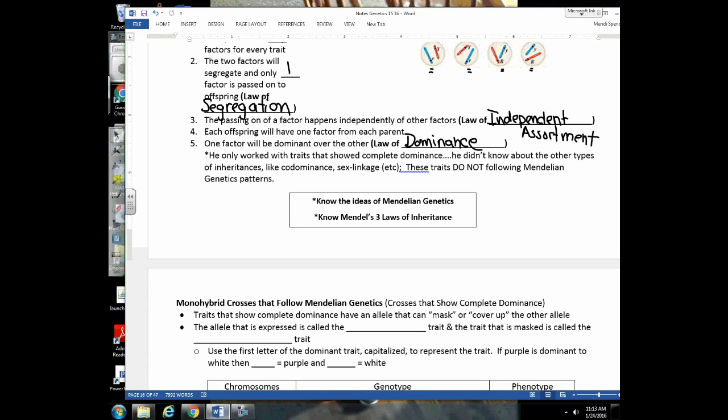Before I move on, make sure you know these different ideas of Mendelian genetics, and also be able to talk about Mendel's 3 laws of inheritance: the law of independent assortment, law of segregation, and the law of dominance.